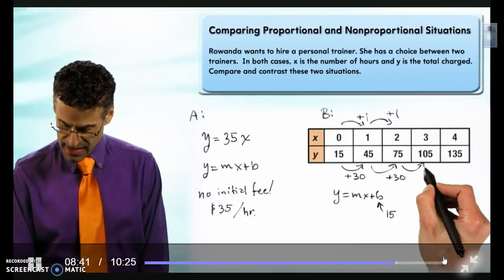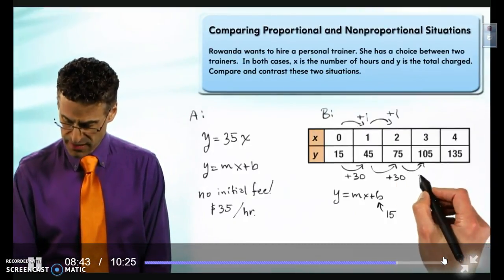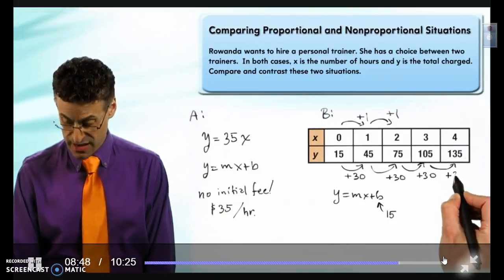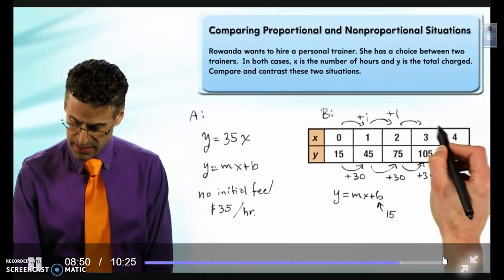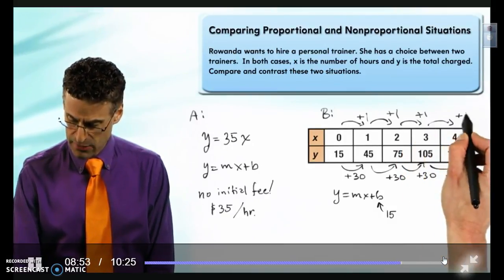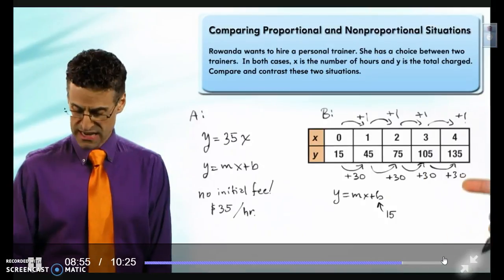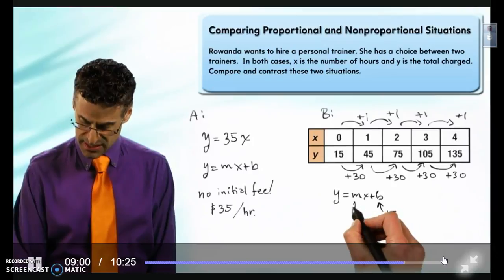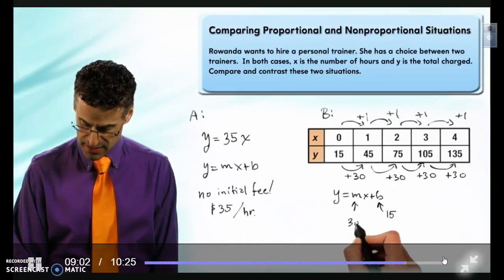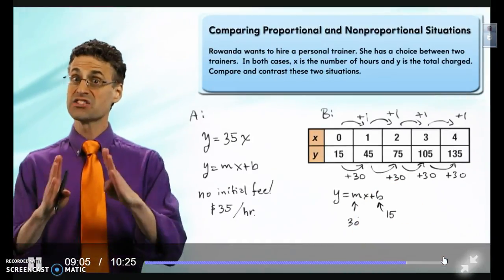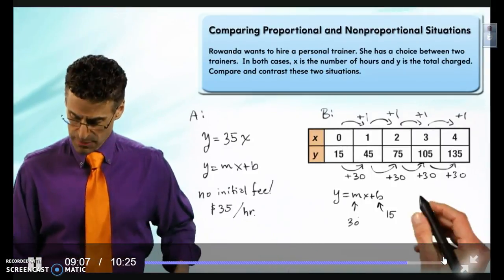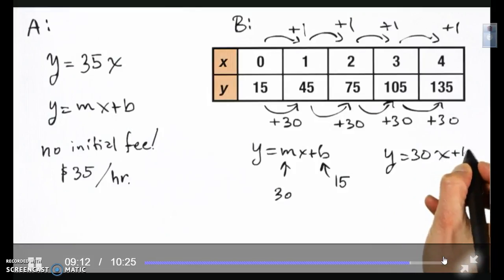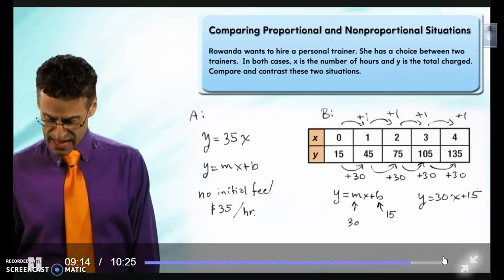Let's just confirm that. How do I get from 75 to 105? I add 30. How do I get from 105 to 135? I add 30. How do I get from 2 to 3? How do I get from 3 to 4? I add 1, I add 1. So I see what the slope is. It's the change in y over the change in x. The slope we see is 30. So the equation for this line, it's not a proportional relation, but it's a linear relation, is y equals 30x plus 15. And how do we actually translate that into words?